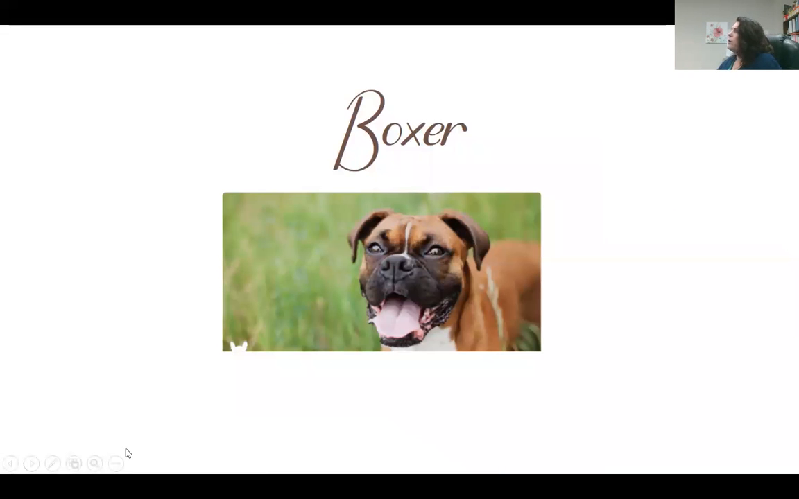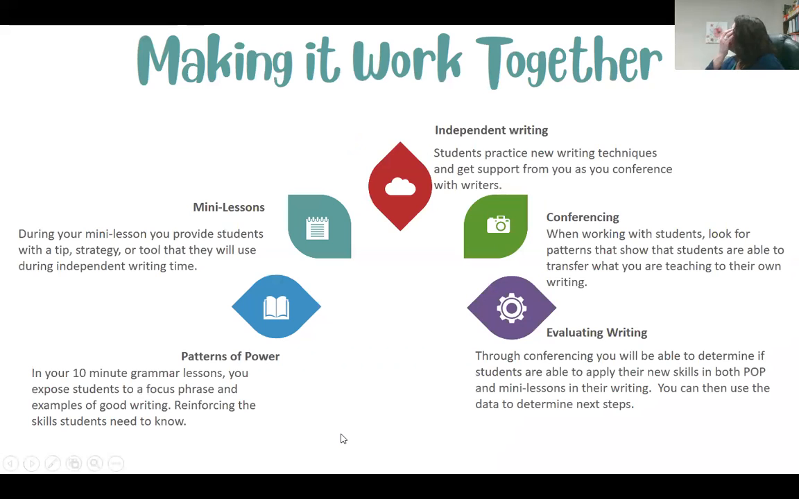Your code word for the 6 weeks for me is boxer. Isn't he a cute puppy? So happy.